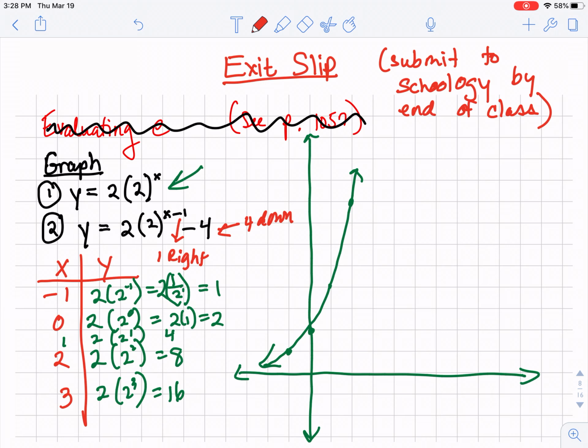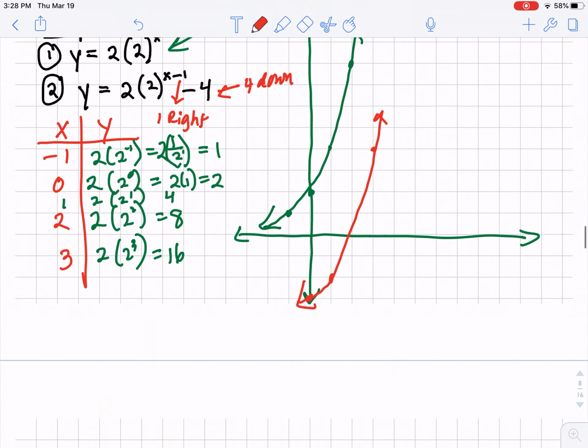So 1, 1, 2, 3, 4. 1, 1, 2, 3, 4. Oops, that's not a point. And then 1, 1, 2, 3, 4. Okay, so that's the graph. Something like that. Okay. Hopefully you guys got it. That's what I saw when I looked quickly.